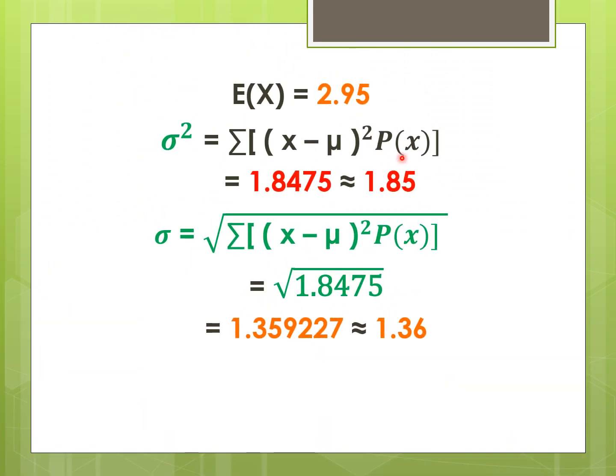As I said earlier, kapag nakuha na yung variance which is equal to 1.8475, square root natin yan, yun na yung magiging standard deviation natin. So square root of 1.8475 will give us 1.359227. Okay, for the standard deviation, para maging formal, you round it off to the nearest hundredths. Okay? So yung standard deviation natin dito is equal to 1.36. Dito lang kayo mag-round off sa ating standard deviation.